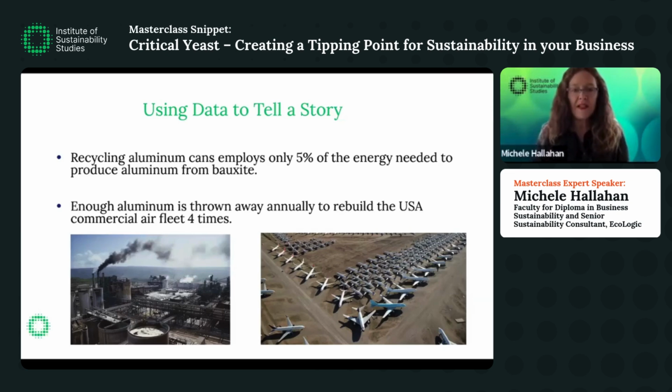And then on the right-hand side, we have a different picture, hundreds and hundreds of planes. And the bullet point that goes with this is: enough aluminium is thrown away annually to rebuild the USA commercial air fleet 4 times over. So if you took together every airline, Continental, United Airways, American Airlines, Alaskan Airlines, Southwest, there's a multitude of others, add those all up together and you could rebuild the entire air fleet 4 times with the amount of aluminium cans that people throw away annually in the USA.